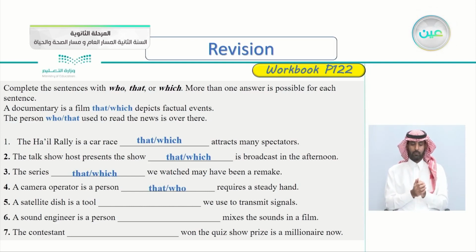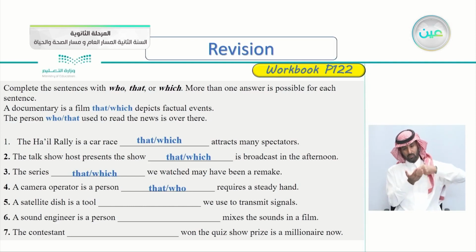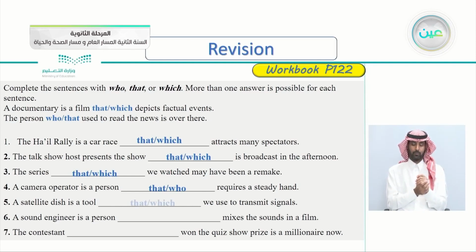Excellent. Number 5, a satellite dish is a tool we use to transmit signals. Again, a satellite dish, so we're talking about an object here. The satellite dish, you know it, is a tool, yes, that or which we use to transmit signals.